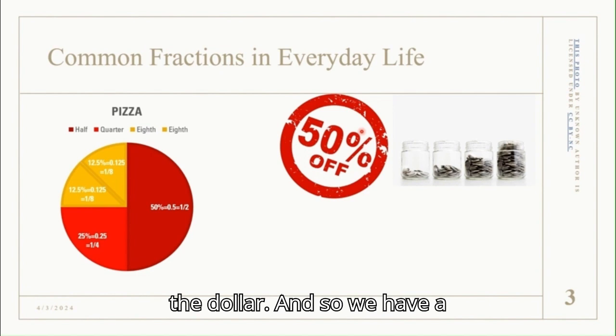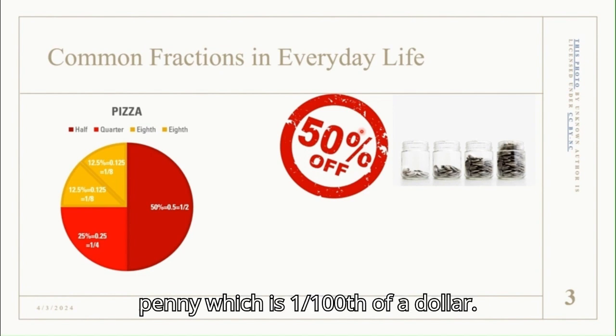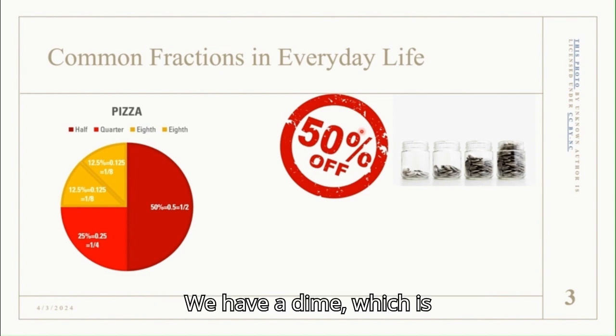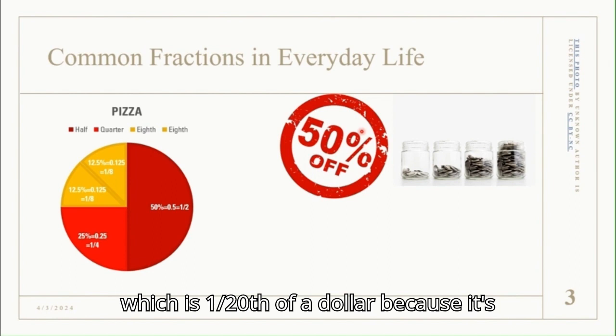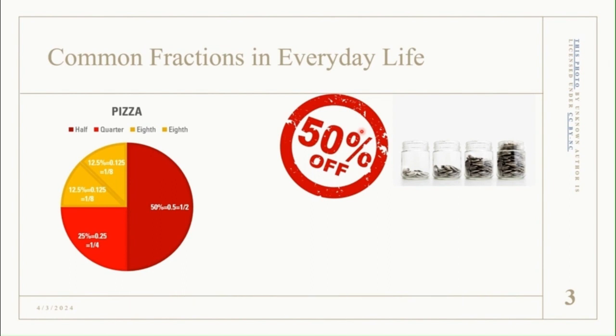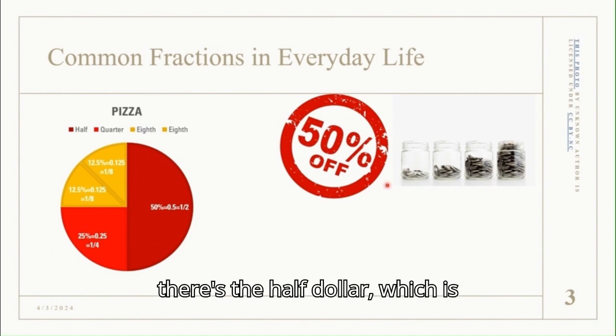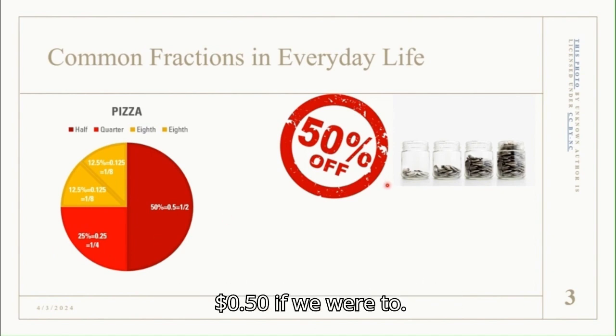And so we have a penny, which is 1/100th of a dollar. We have a dime, which is 1/10th of a dollar. A nickel, which is 1/20th of a dollar because it's 5 cents. A quarter, which is 25 cents. And so that's kind of where the 1/4 comes from, why the quarter's named. And then there's the half dollar, which is 50 cents.